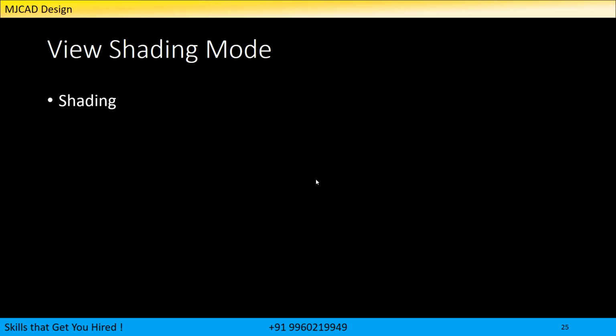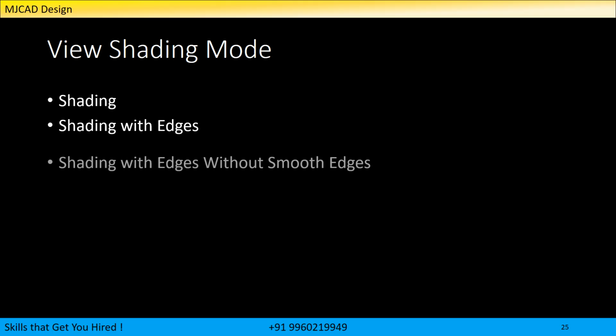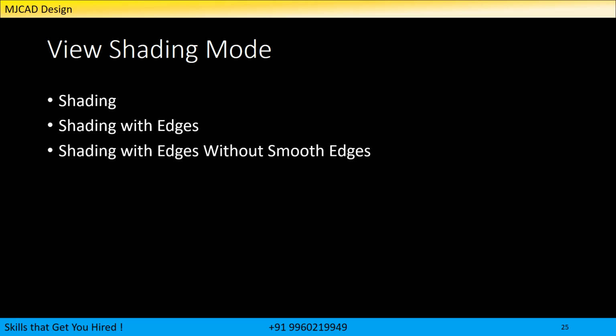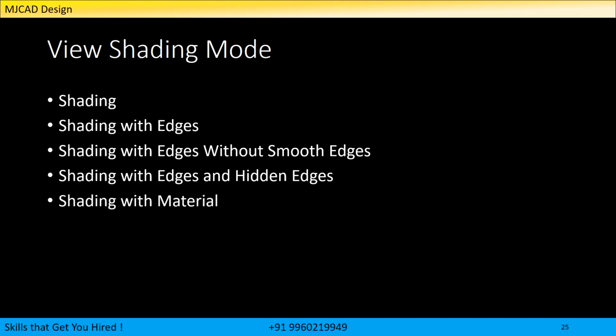As you saw earlier, these are the things we are seeing. Shading mode, shading with edges, shading with edges without smooth edges, then shading with edges and hidden edges, shading with material, then wireframe, and customize view parameters. So out of all these options, the second and third number are preferably used. The third number option is used for plastic objects.